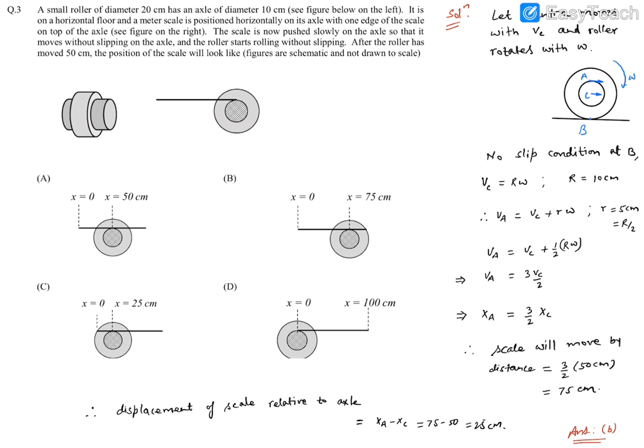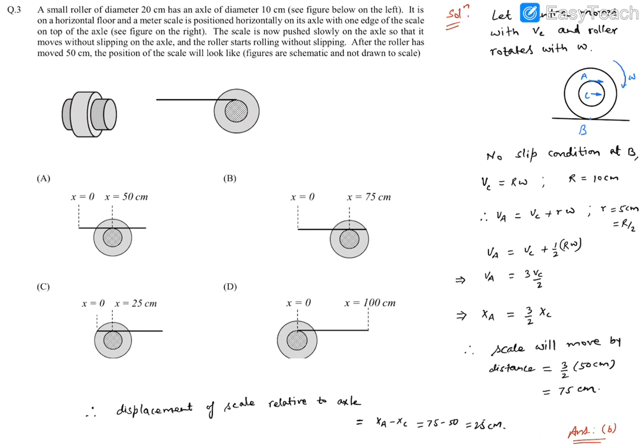So the solution is here. Let me explain how to handle this. We can assume the center of this roller moves with VC velocity and the roller rotates with omega. If you push the scale like this, the center will be moving and the roller will be rotating. Now, since on the ground it has pure rolling motion, this point B should not have any relative velocity. B is one point of the ground, another point of the roller. So the ground has 0 velocity, hence this point should have 0 velocity.